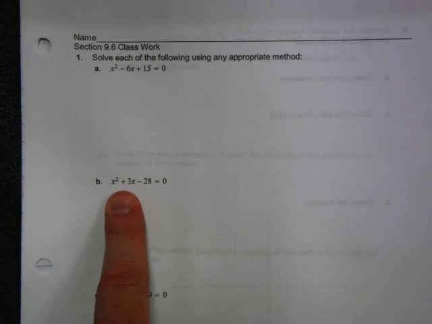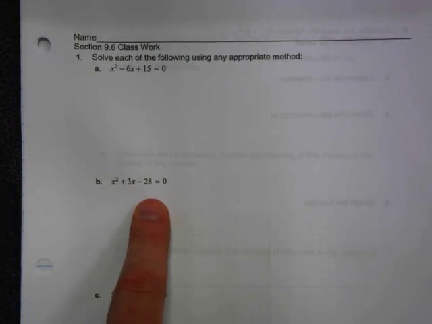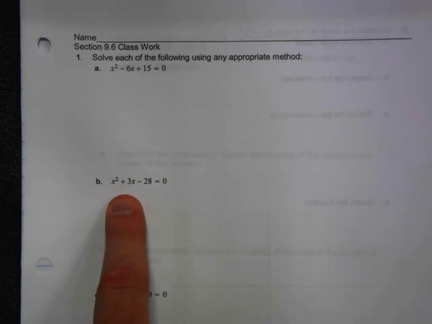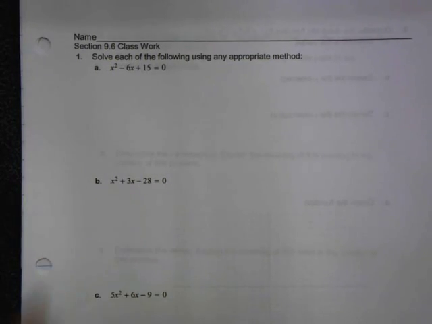Again, I would try to factor. Can I split up 28 to get a 3? Yes, how? 7 and 4. So that one I would definitely factor. Would completing the square work? Yes, but I'd have to deal with fractions. Would the formula work? Yeah, but I think it's a lot harder. If this first number is the number 1, factoring's better.